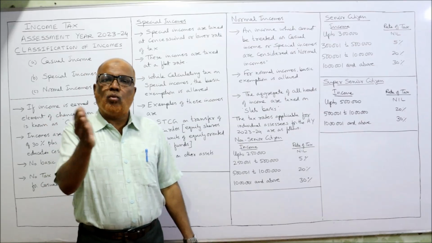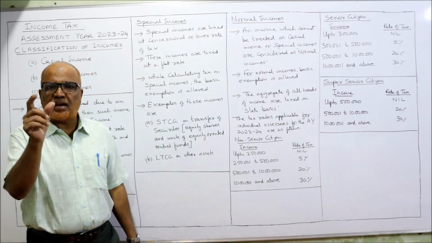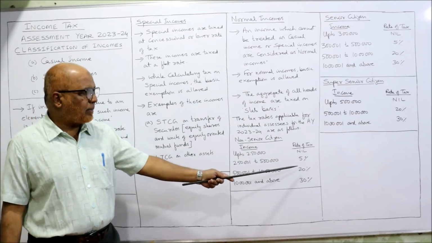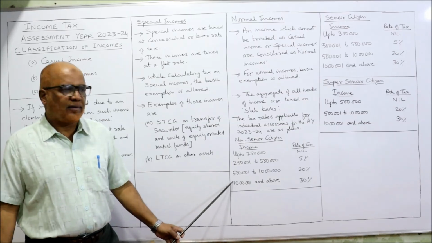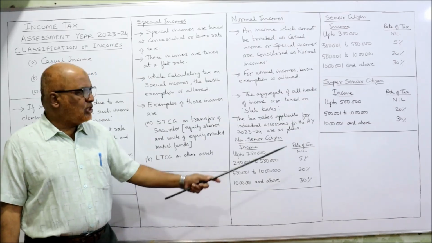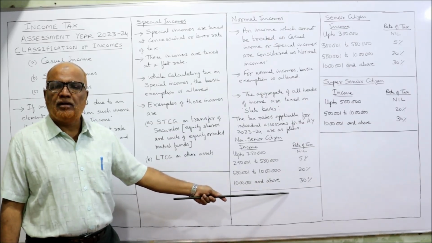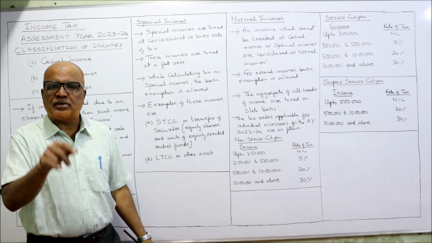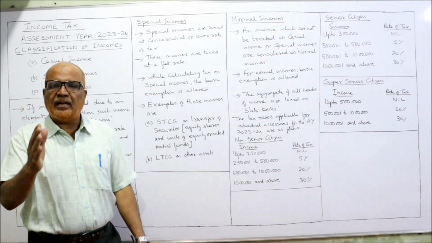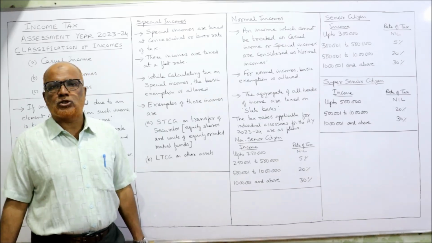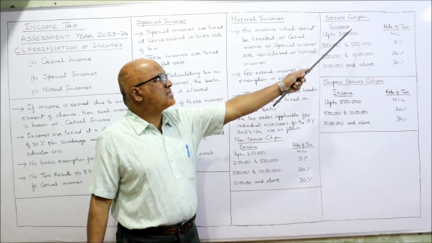If the income is more than 5 lakh, 5 lakh 1 to 10 lakh, if this is the range of income, the tax will be applied at the rate of 20%. If the income is above 10 lakh, 30%. So 0%, 5%, 20%, 30%. These are the four rates applied. Up to 2,50,000 nil, 0%. From 2,50,001 to 5 lakh, 5%. From 5 lakh 1 to 10 lakh, 20%. Over 10 lakh, 30%. Now come to senior citizen.